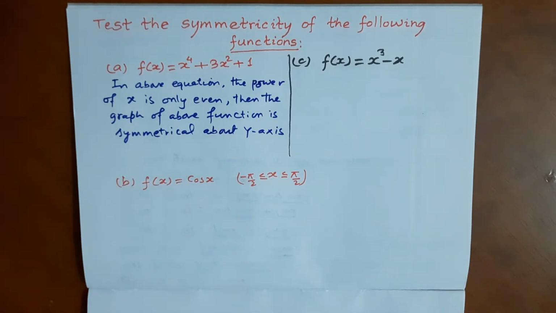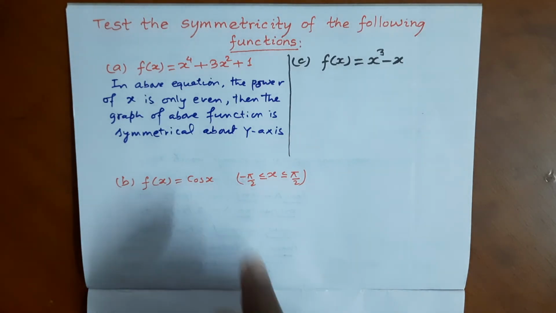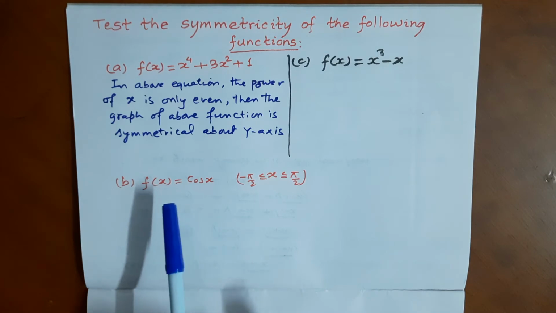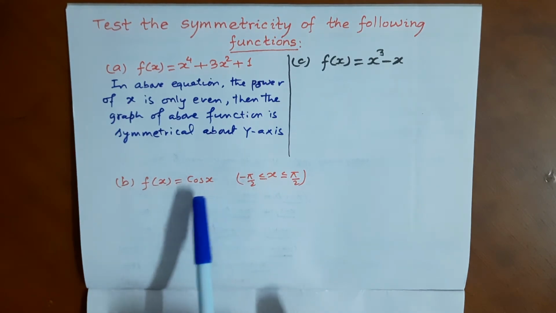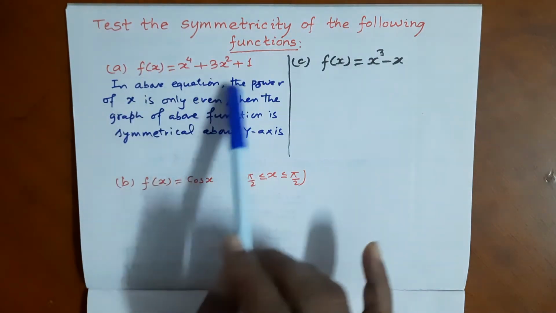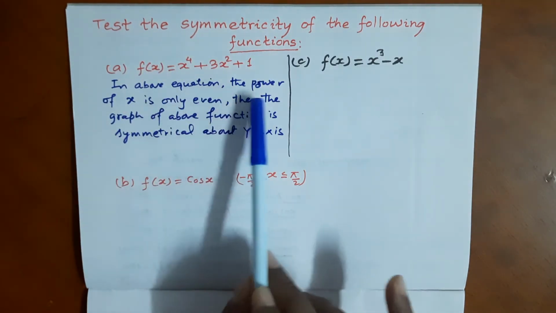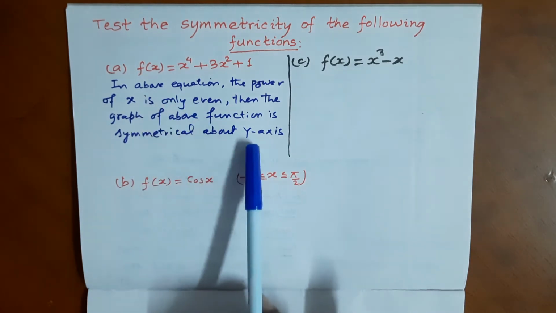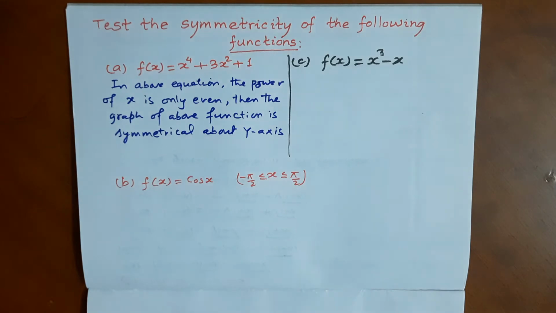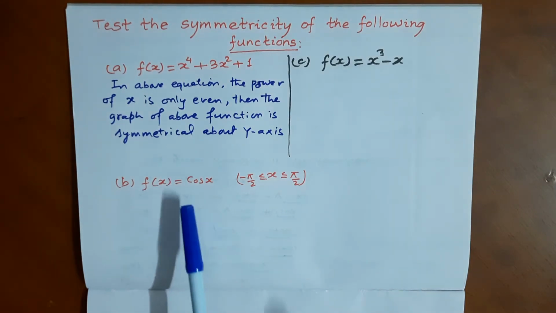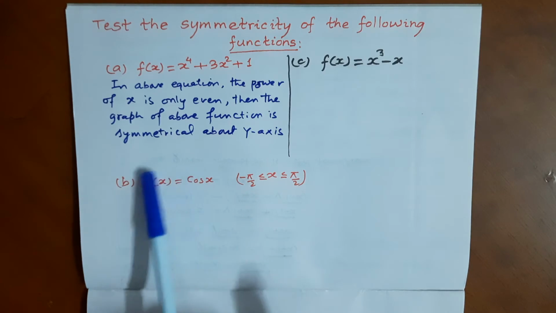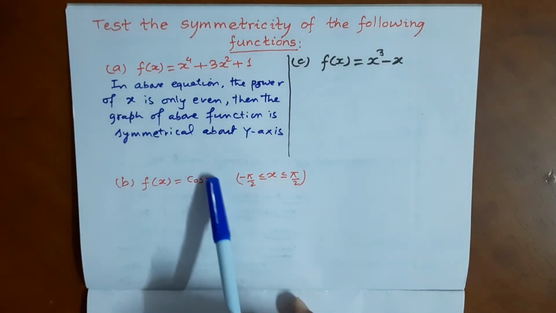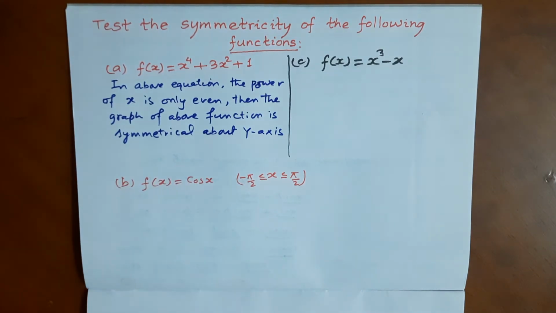Now our next function is f(x) equals cos x. This is not an algebraic function. The previous one is an algebraic curve. In an algebraic curve, if the power of x is only even, then it is symmetrical about the y-axis. This method is applicable for algebraic curves. And if the curve is not algebraic, then we will check whether it is an even or odd function. If the function is even, then it is symmetrical about the y-axis.